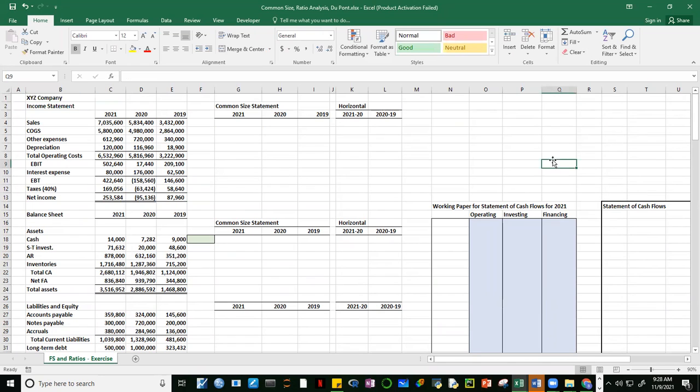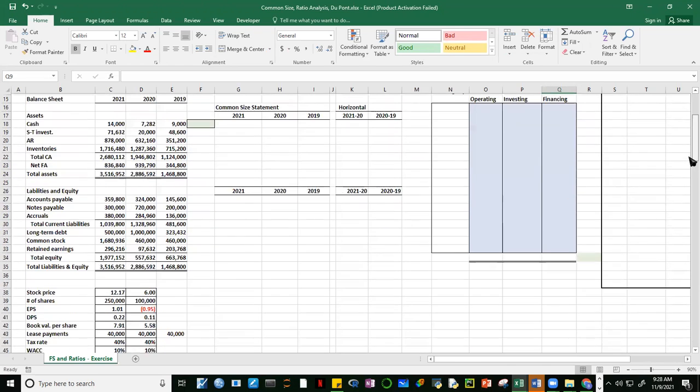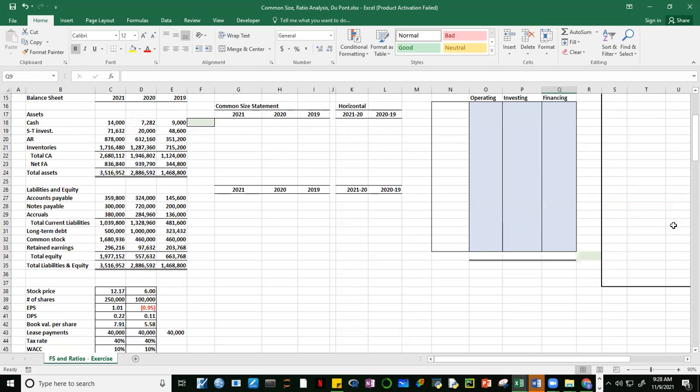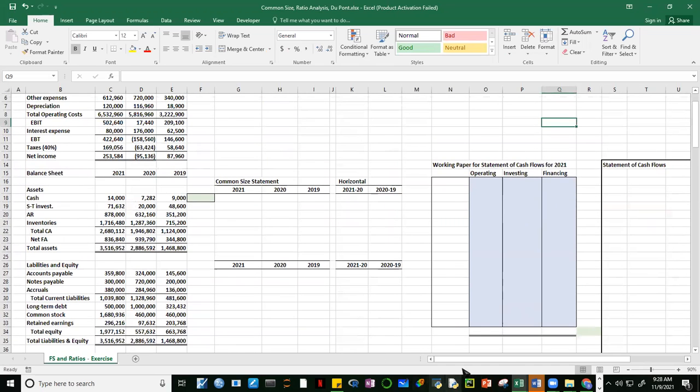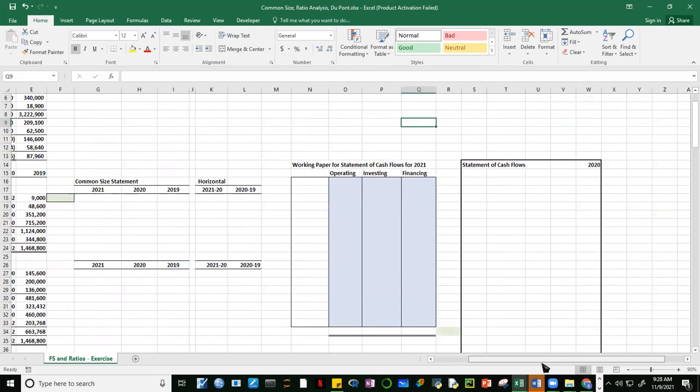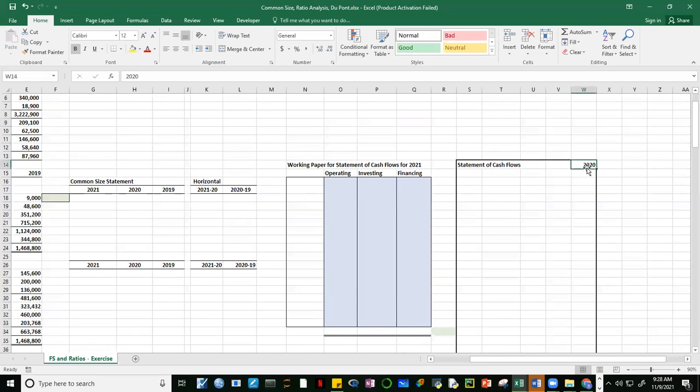So we're given the financial statements of this company XYZ, for 2021, 2020, and 2019. We have the income statement, and we have the balance sheet, assets and liabilities. Part of the exercise of this worksheet is for you to construct the statement of cash flows. Kindly make this 2021, I'm sorry about this. So, working paper for the statement of cash flows for 2021.